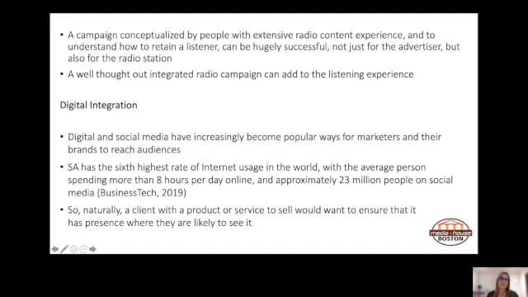On the other hand, a campaign that's conceptualized by people with extensive radio content experience and who understands how to retain a listener can be hugely successful, not just for the advertiser, but also for the radio station. A well thought out integrated campaign can add to the listening experience.